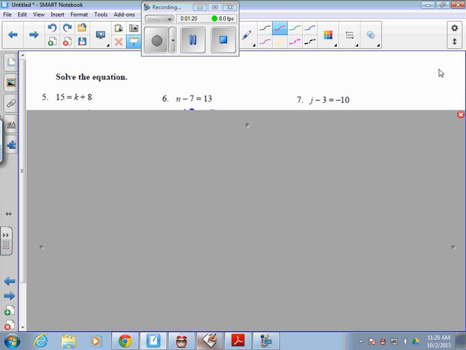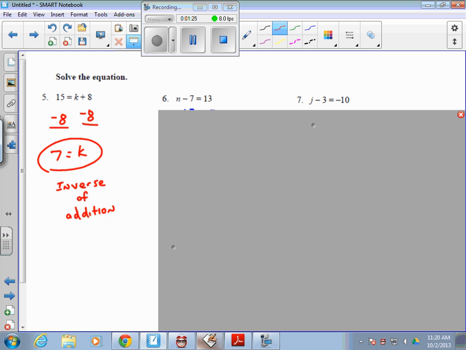5 says solve 15 equals k plus 8. So undo plus 8 by subtracting on the right, subtracting on the left. 15 minus 8 is 7. That is the inverse of addition. K is 7, the inverse of addition.